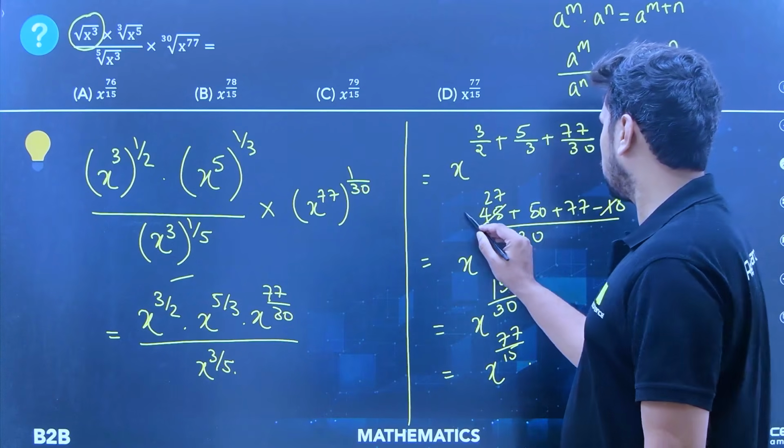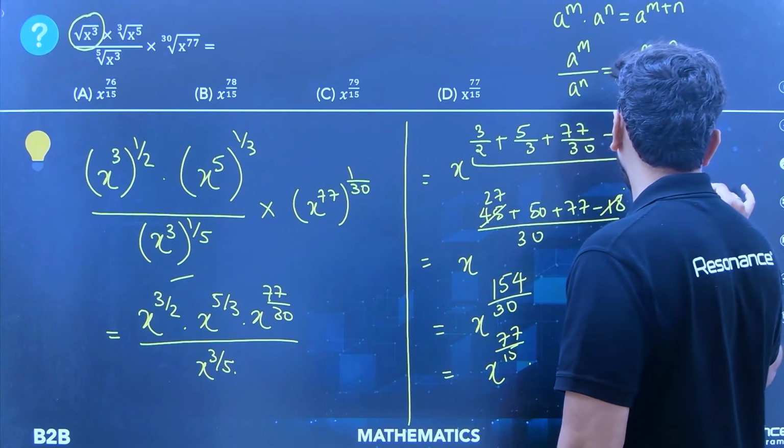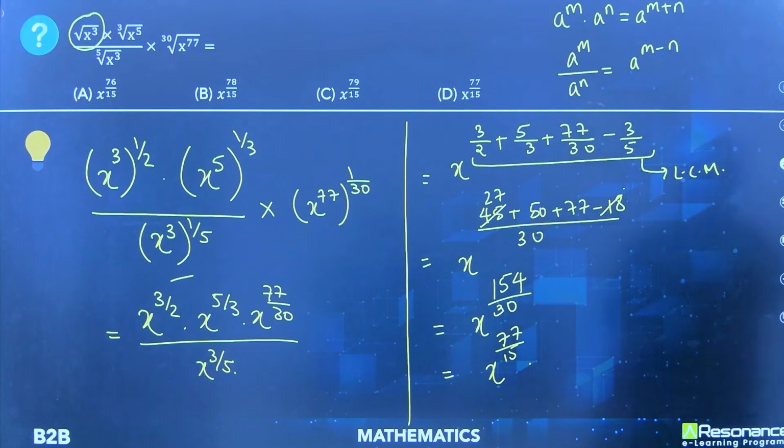Fourth step, LCM. We have taken what? LCM of rational numbers. You have studied in class 7th, 8th, I think so. Yeah, just note it down. Then we move forward.